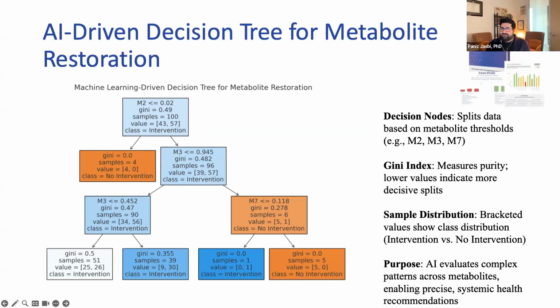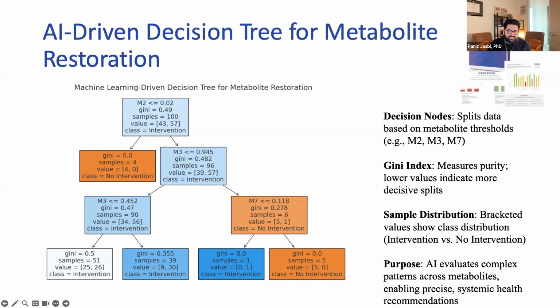These thresholds aren't arbitrary, okay? They reflect the levels at which changes in these metabolites balance really significantly impact these overall health outcomes. For instance, we see that the AI here is evaluating whether the level of M2 is above or below 0.02 to make the first split. So that determines the likelihood of recommending that intervention.